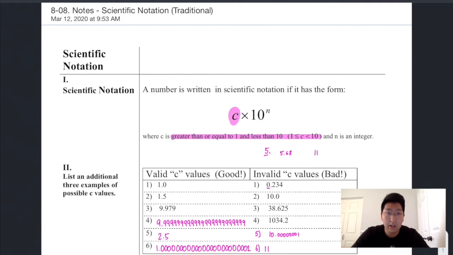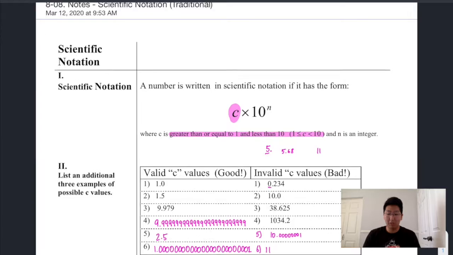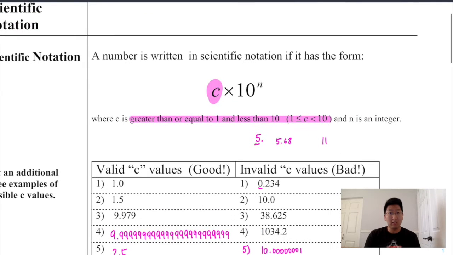So here we have scientific notation, and if you don't remember, scientific notation is just to help us when we have numbers that are really big or really small. And we can write them in a way where we don't have to write down every number. So here we can see that it's going to be in this form right here, c times 10 to the nth power. And c is a value that has to be bigger than 1 and less than 10.